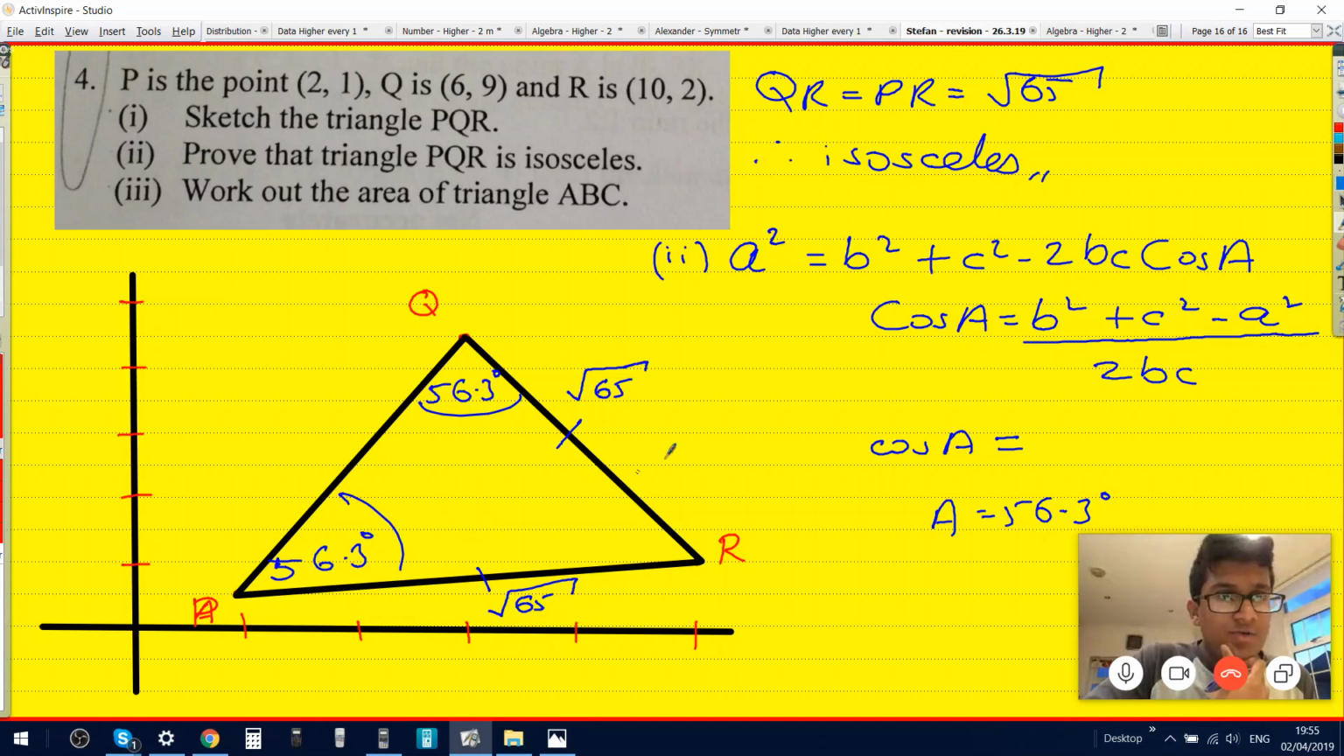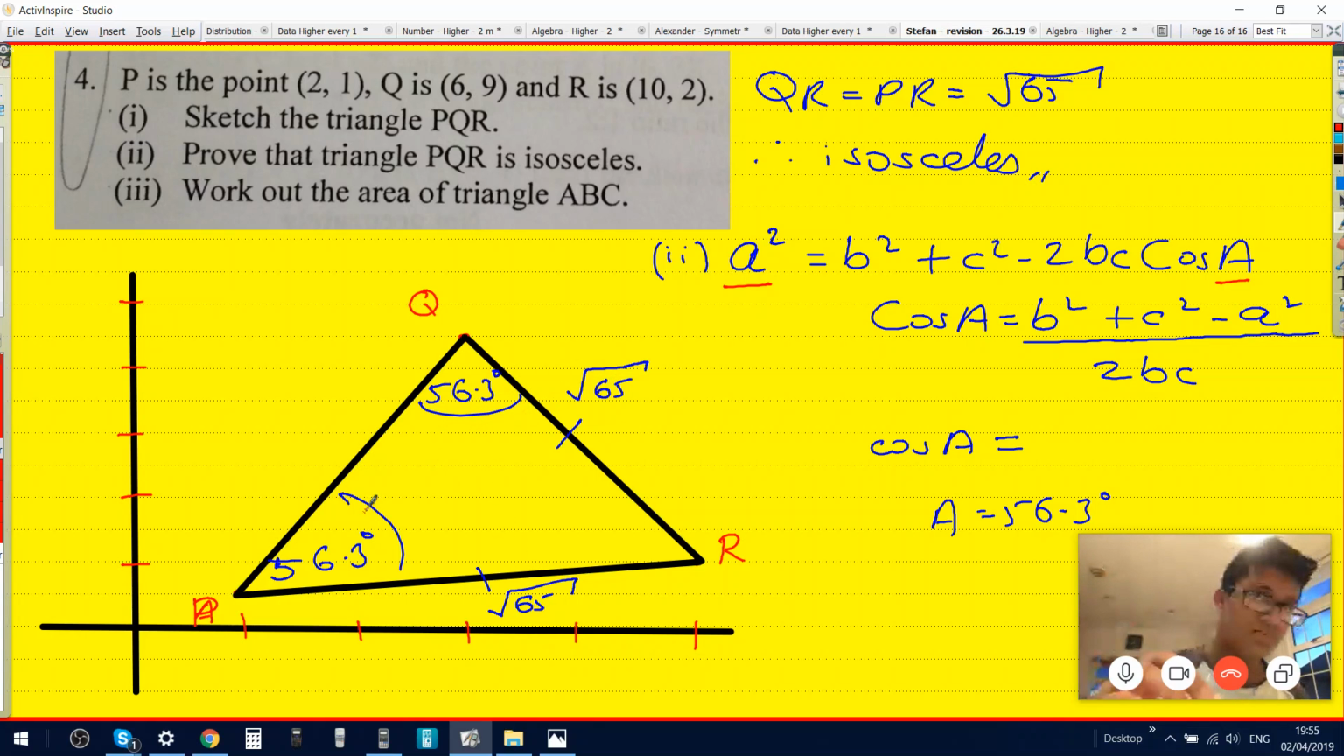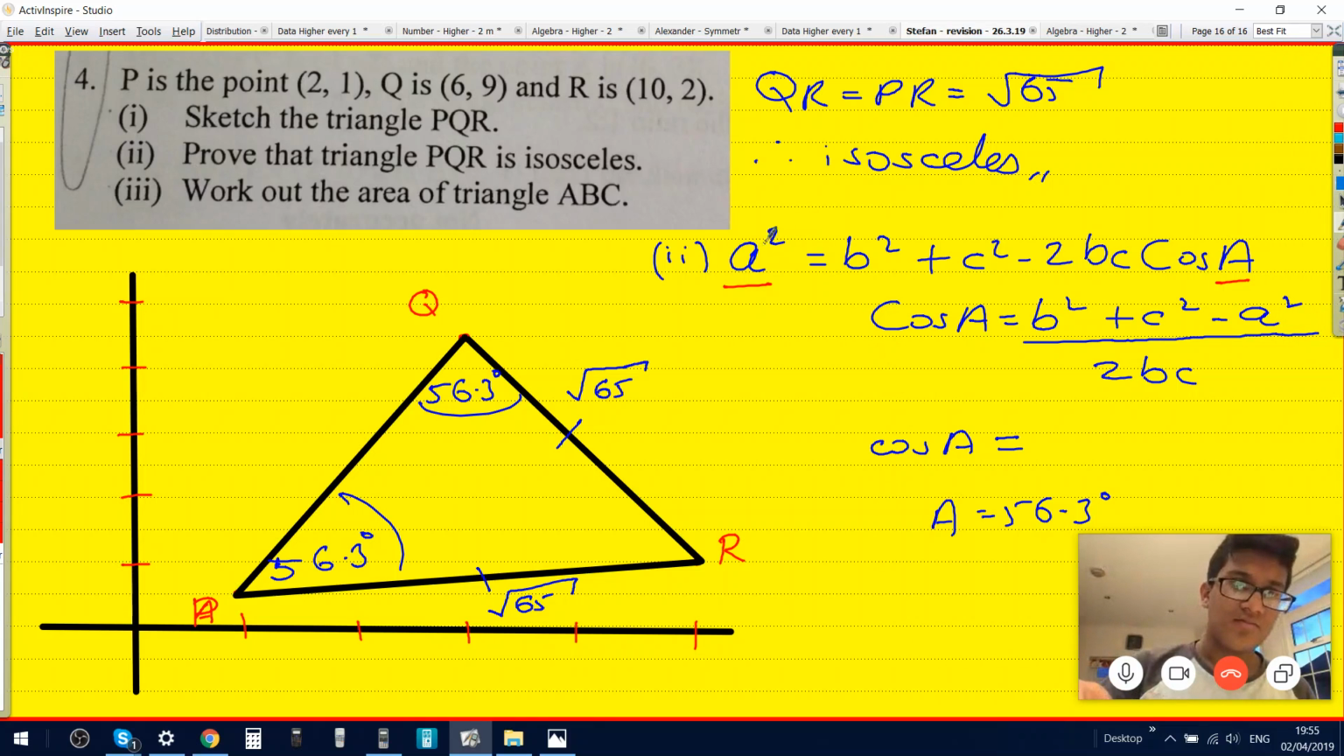Sure. And so then you would use that to get the area. If we go back to our original equation, this side A is opposite this angle A. And because you used root 65, the answer 56.3 degrees is the one that's opposite the root 65s. And it'll be the same if you used little c and capital C. So long as those match up, then everything else works.